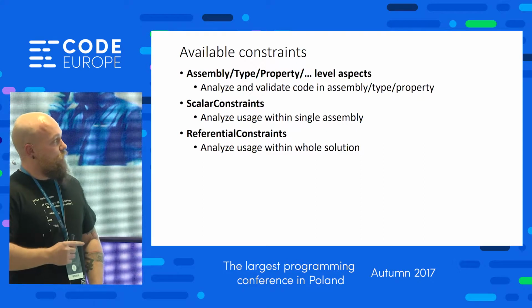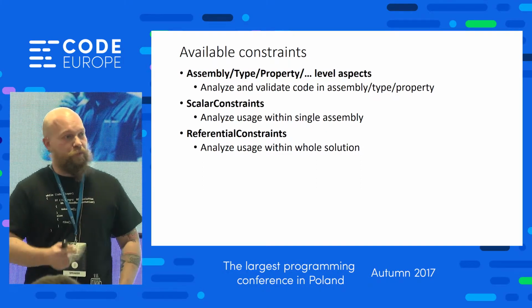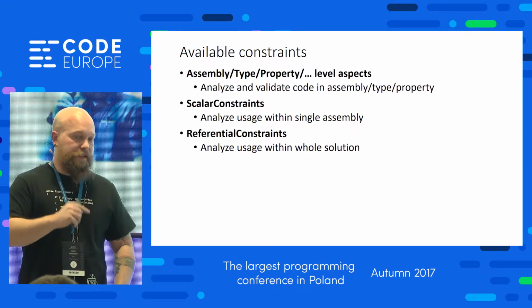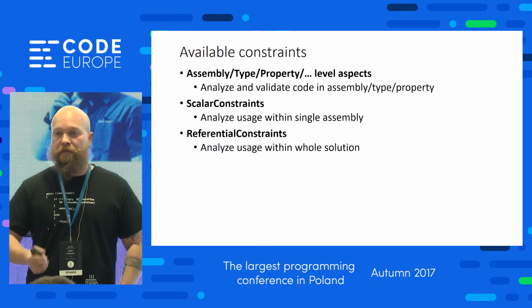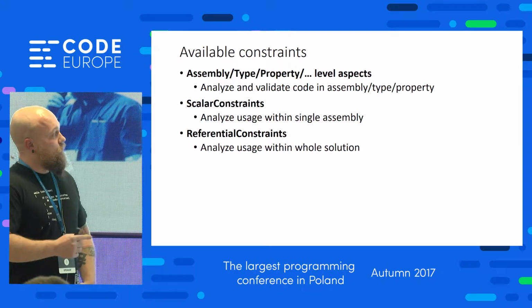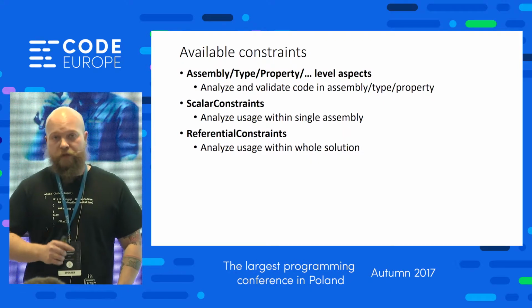And what kind of available constraints do you have to implement on your own? So there are type-level aspects that you could apply to an assembly, to a type, to a property, a method. In the same way you will implement any other aspect, like caching, logging, whatever you want. And also you have some specific ones, scalar constraint and referential constraint.